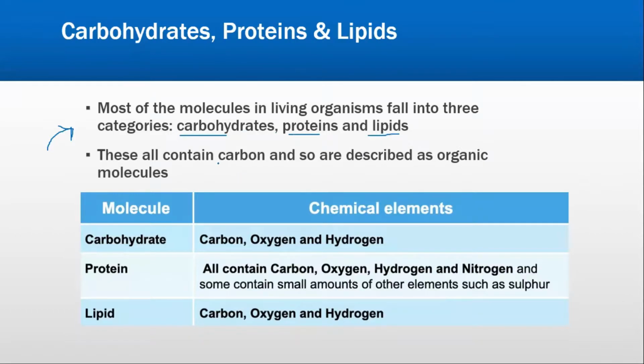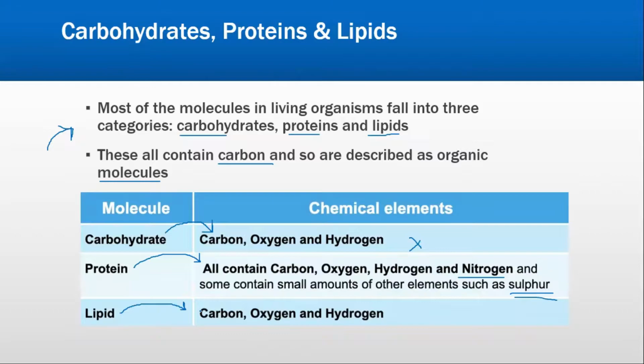Now these all contain carbon and so are described as organic molecules. For example, carbohydrate consists of carbon, oxygen and hydrogen. Protein consists of carbon, oxygen, hydrogen, and an additional one, nitrogen as well, which is not present in carbohydrate, and also contains some small amounts of other elements such as sulfur. जब इसके अंदर sulfur होता है, we also call that bond as cysteine. Then we have lipids. Lipids contain carbon, oxygen, and hydrogen.